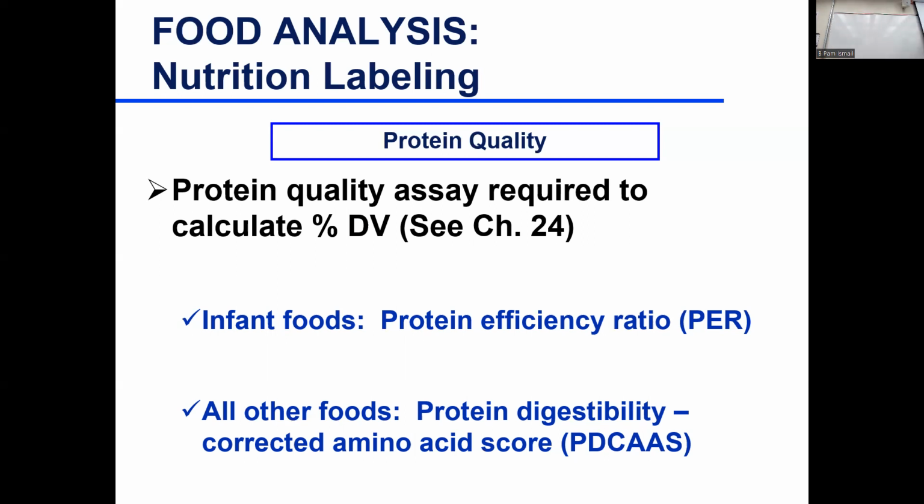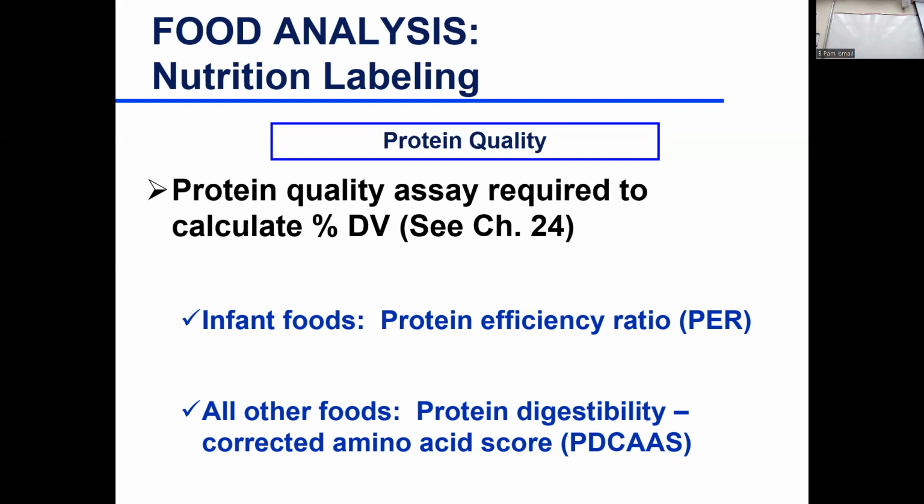So we're going to learn how to calculate or determine the nutritional quality of protein. In that other chapter, we look at protein efficiency ratio, which is basically based on weight gain, and they use baby rats to measure weight gain per amount of protein consumed, and that's why it's only for infants. We don't do it for adults because, thankfully, we don't gain weight every time we eat protein.